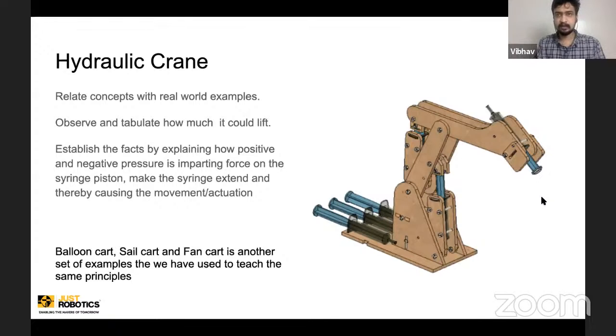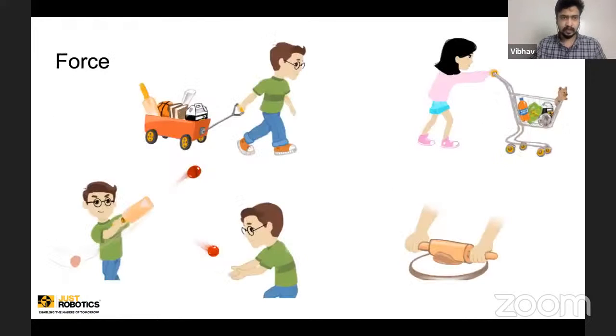And now you can ask them to pick and place something, and they will find out how much force it can generate, how much weight it can lift. So these things are learned experientially. Okay, now that they have seen different kinds of force, we ask them to define what is force. And we basically tell them force is the cause of a motion. It is the cause for a motion. And we ask them to categorize different forces.